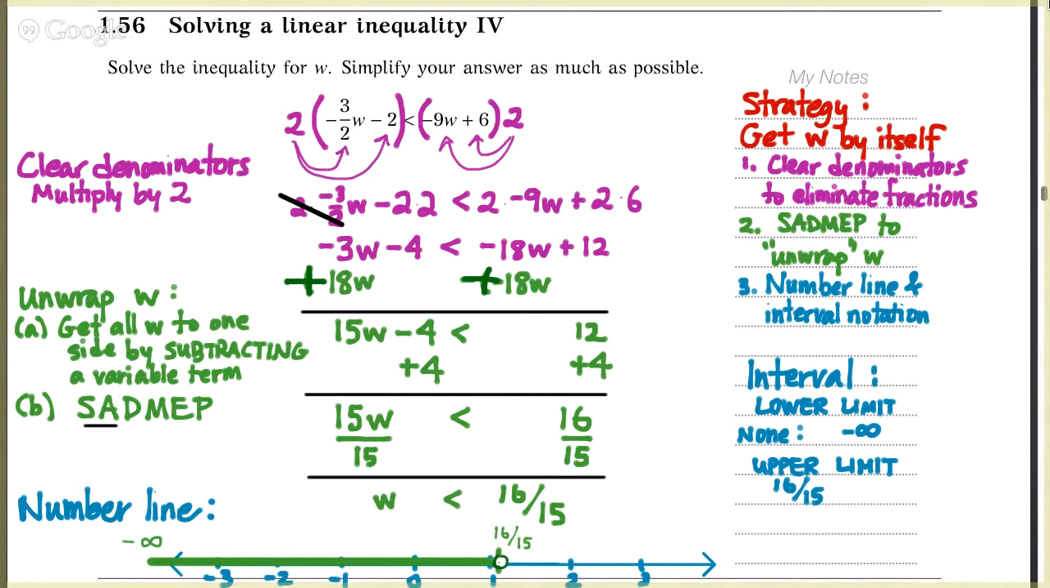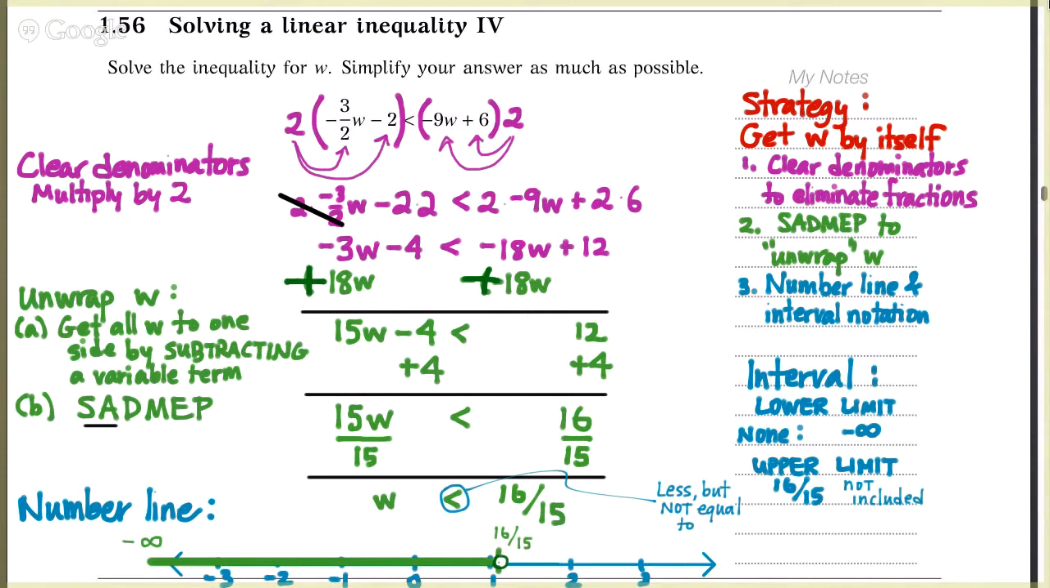So those are the first 2 pieces of information we need for our interval notation. The second 2 pieces are to communicate whether or not these limits are actually a part of the solution or not. In the case of -infinity, certainly infinities are never going to be a part of our solution. 16 over 15, on the other hand, as we've said, should not be included in our solution because the inequality itself is a less than and not an equal to inequality. In other words, if I try to put 16 over 15 in here for w, I'm going to get something which is false. 16/15 is less than 16/15. So I don't want to include 16 over 15 in my solution.